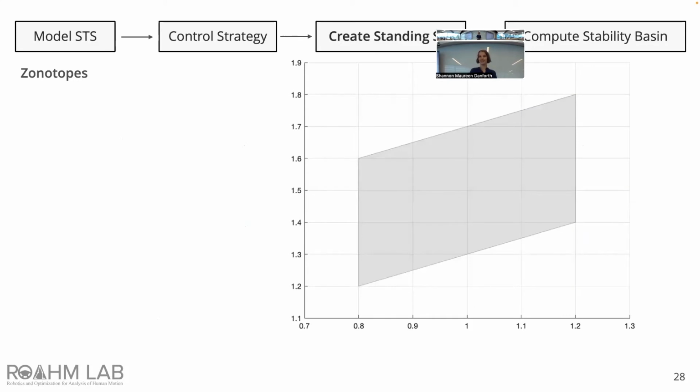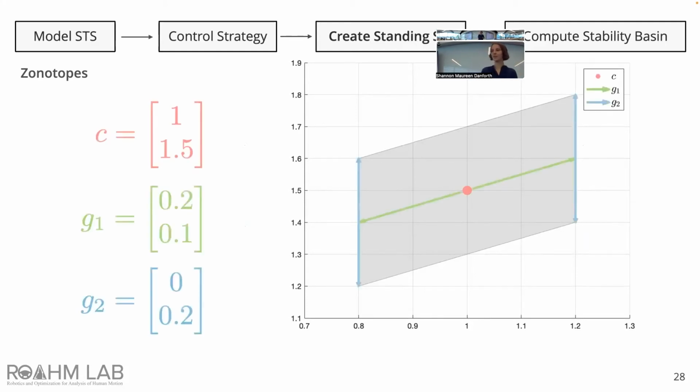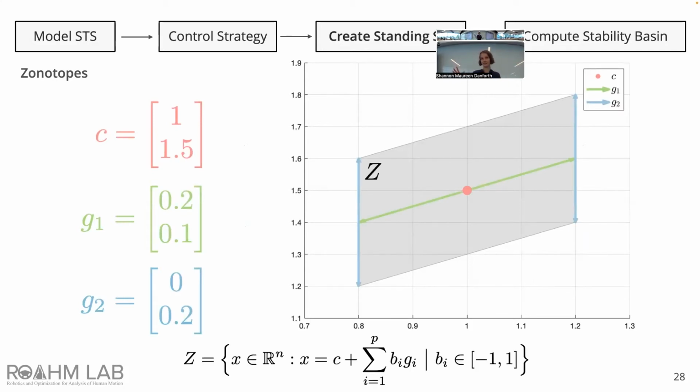But representing sets, such as our standing set, is often computationally taxing. And so we use an object called zonotopes in order to represent sets efficiently. So let's say we're interested in representing this gray set shown here. A zonotope represents it using a center and 2 generators, G1 and G2. And with that, the zonotope uses 3 vectors to represent the entire set of states shown in gray.